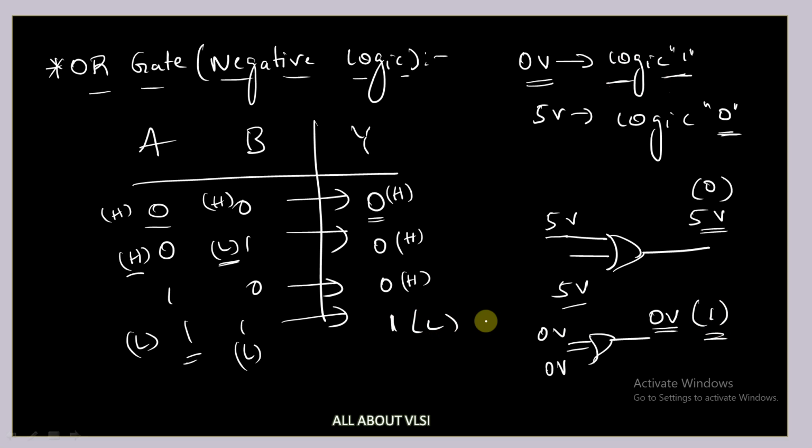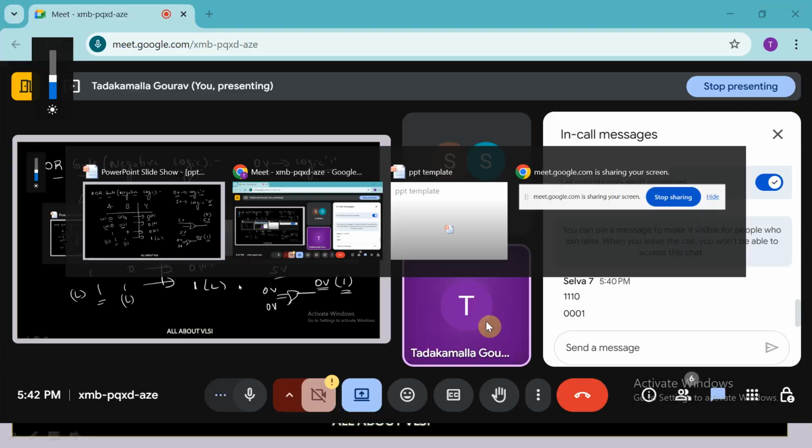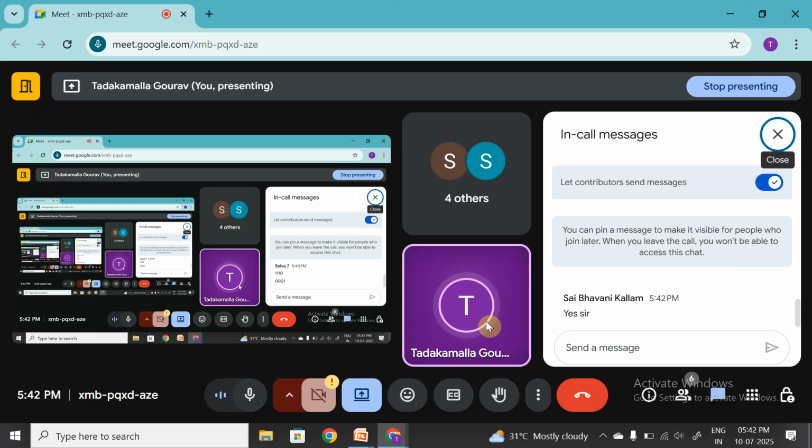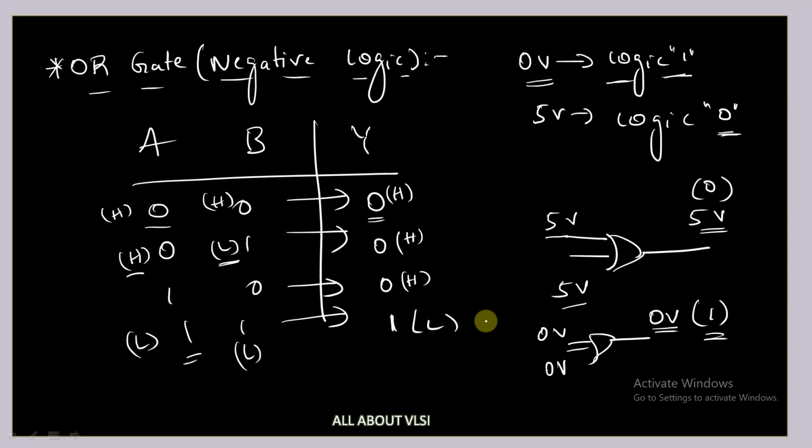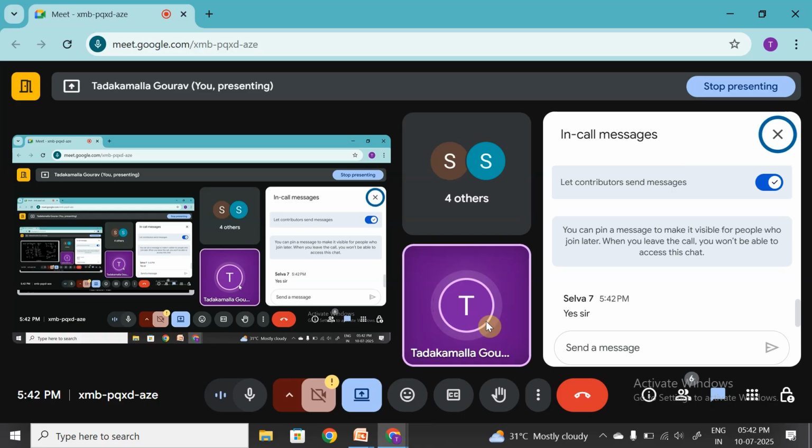Is this clear for everyone? The OR gate, is it clear? The negative logic OR gate, is it clear? Exactly, Selva. That means the negative logic OR gate is nothing but equivalent to your positive logic AND gate. Am I right or wrong? Yes or no? Yes.